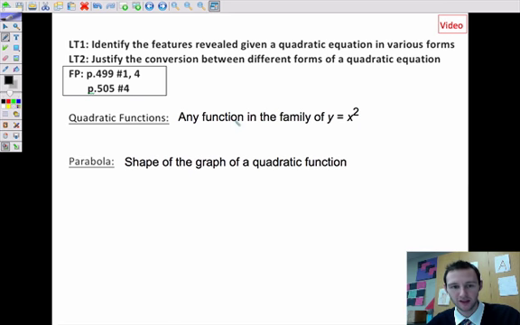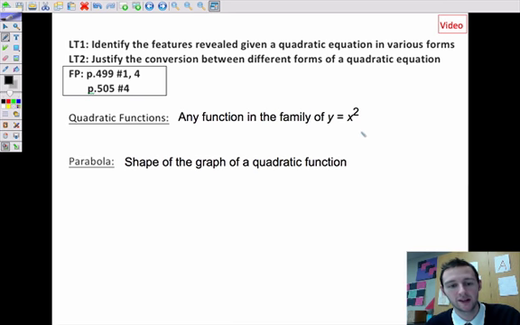So the first thing, we've talked about quadratic functions quite a bit the last few days, talking about transforming quadratic functions, whether we're translating them, reflecting them, or stretching or shrinking them. Okay, so I just want you to get a few quick definitions down. Quadratic functions, any function in the family of y equals x squared. So that was our parent function for any quadratic.